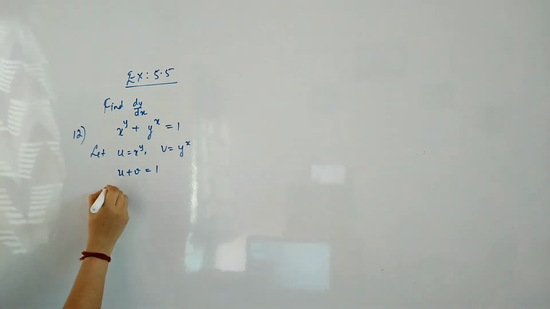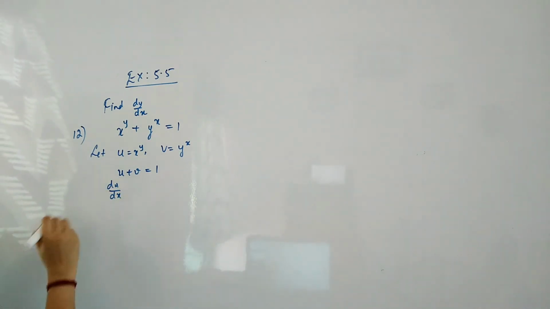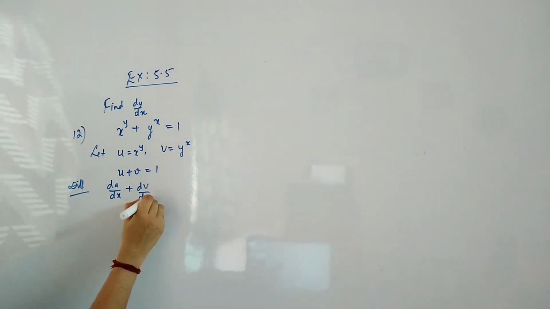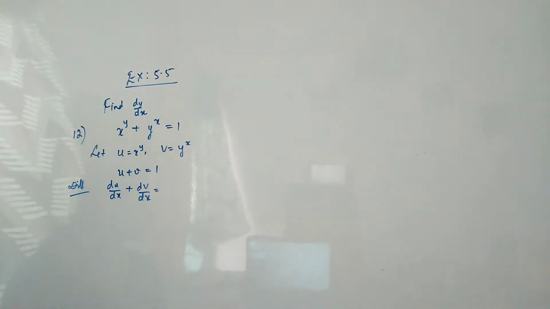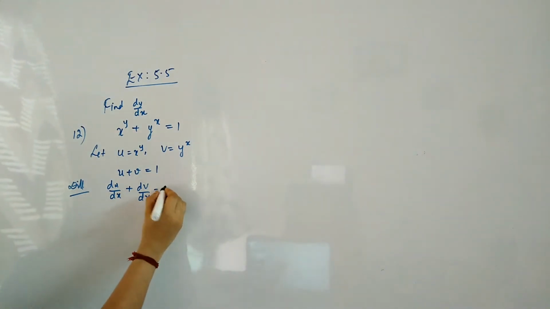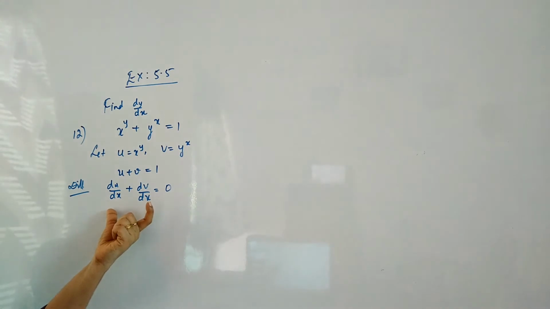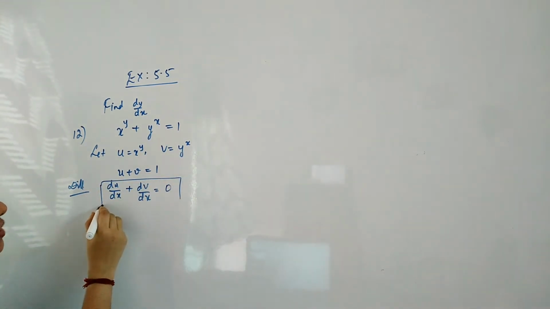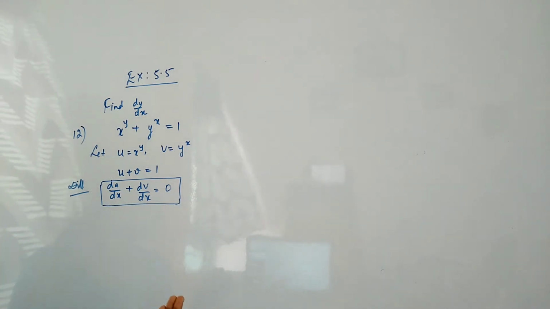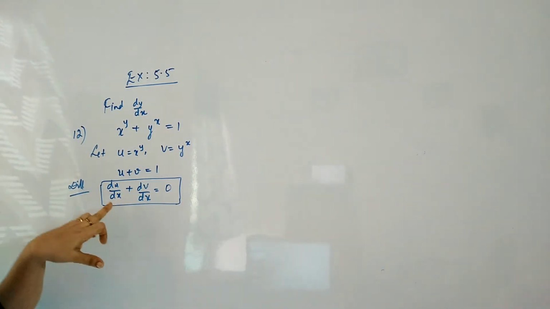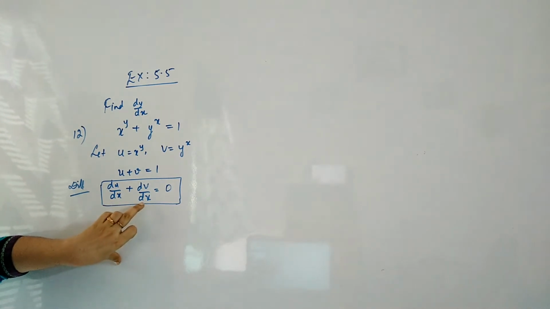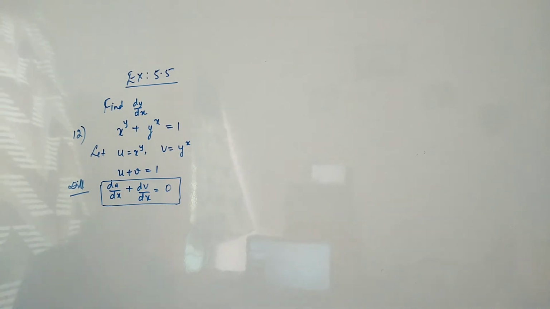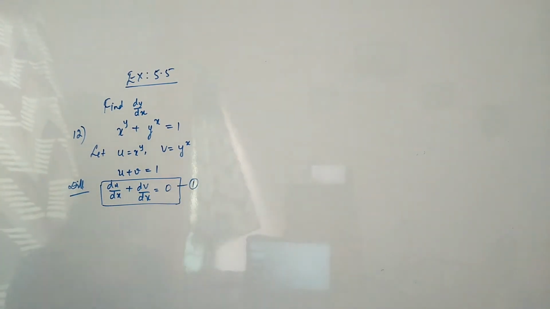That means you have to find out du by dx plus dv by dx equal to what will happen to the right hand side? Derivative of 1 is 0. So this is the equation where you have to substitute. In the other things, you were just finding out what was dy by dx, right? Here you don't have any dy by dx, but in your du by dx and dv by dx, you will get terms of dy by dx that you have to collect and find out what is dy by dx. So this is your equation in which you have to substitute.